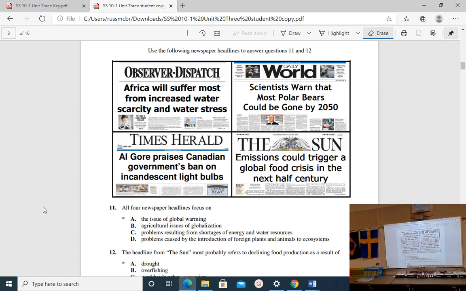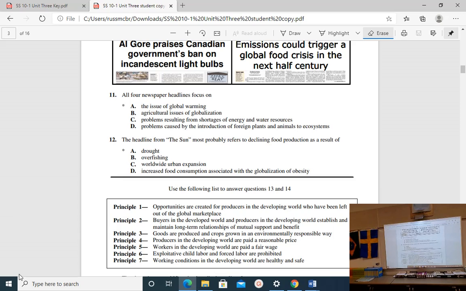All right, so we also have some common questions that are based upon sources. Here we have 4 newspaper headlines, lots going on here. Before I look at what's going on there, I need to ask, okay, what am I looking at? Number 11 is a very common style of question. All 4 newspaper headlines focus on something. So again, it comes down to matching, and matching is not a difficult skill. Some of these multiple choice questions are not challenging you skill-wise, they're challenging you knowledge-wise. And therefore we have some studying to do.